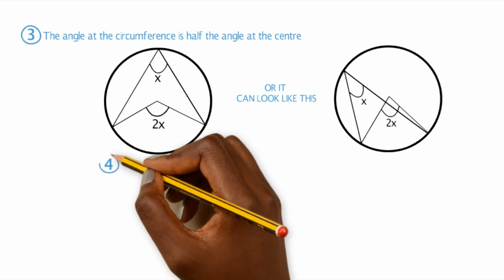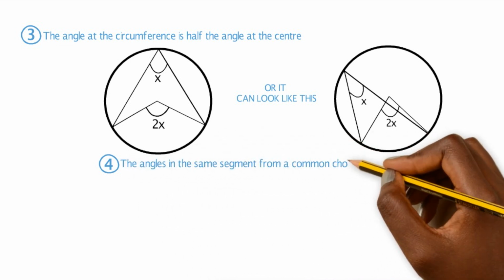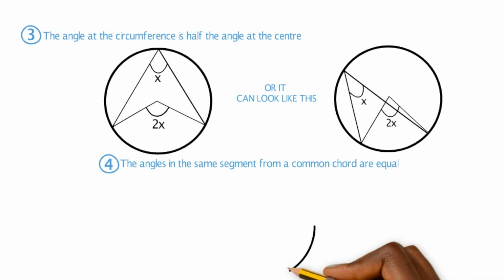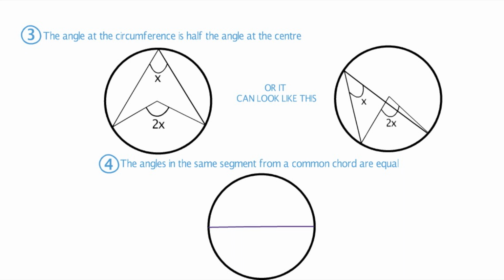Then the next rule I want to look at is that the angles in the same segment from the same chord are equal. So for instance, this purple line is our chord, and the angle at the top there is going to be the same as the angle that I'm drawing there, which is going to be the same as the angle that I'm drawing here. I've put them in red to represent that they're all the same angle because they're in the same segment, sharing the same chord.